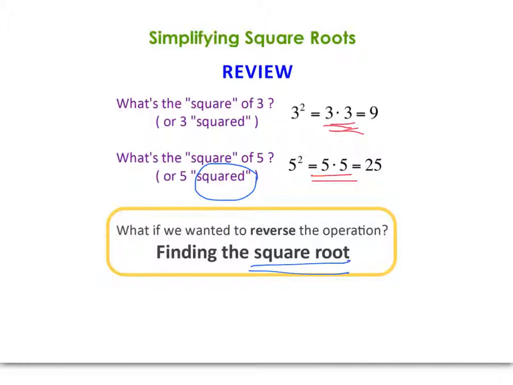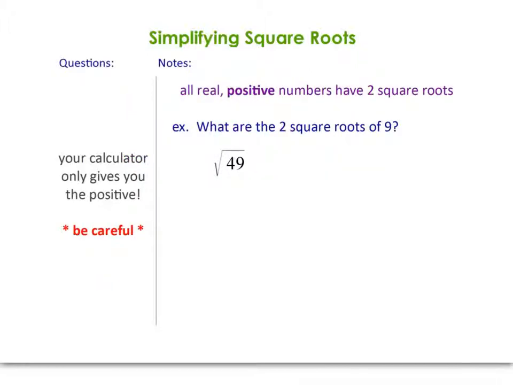And sometimes our square roots are not going to be whole numbers. So what do I mean by that? All real positive numbers have 2 square roots. Well, in your mind, you're like, no, the square root of 49 would just be 7, right? Because 7 times 7 equals 49.